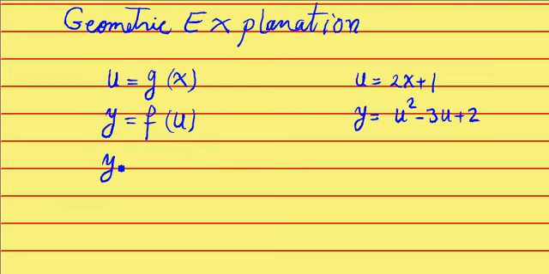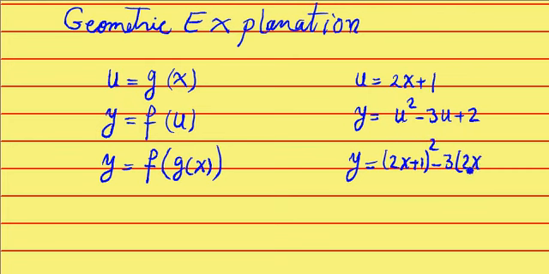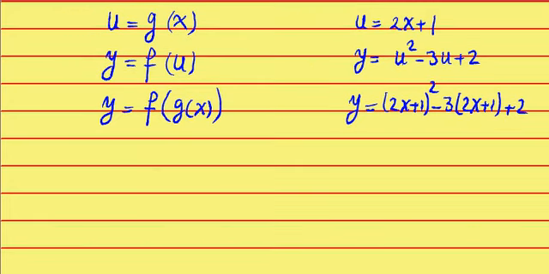Here, if I want to write y in terms of x instead of u, I have to replace whatever u is. So here, if I wanted to do the replacement, instead of u, I would have written 2x plus 1, and then 3 times 2x plus 1, and then a 2.